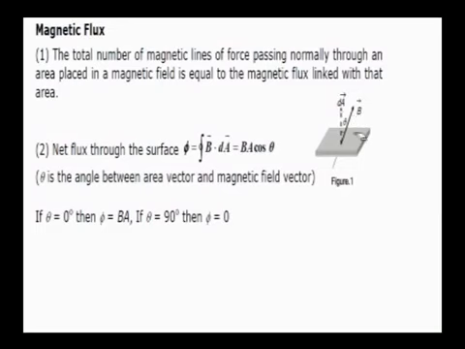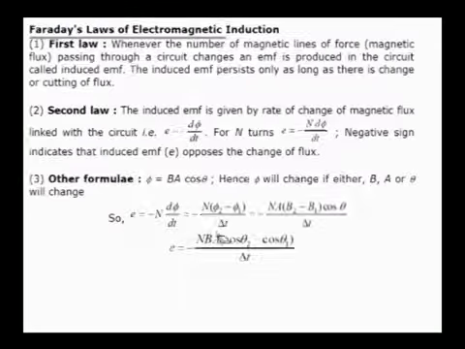Here area is actually a vector. The direction of the area vector is always normal to its surface. If this is the magnetic field and this is the area vector, theta is the angle between the area vector and magnetic field, then the flux through that particular surface is given by BA cos theta. The magnetic flux through this surface will be maximum when theta is equal to 0 degree, then flux will be equal to BA. And the magnetic flux through the surface will be 0 when theta is equal to 90 degrees, that shows phi is equal to 0.